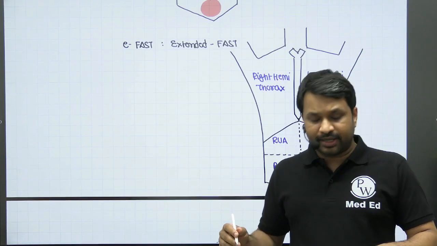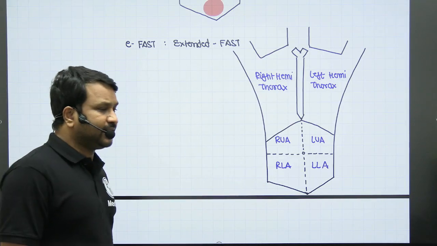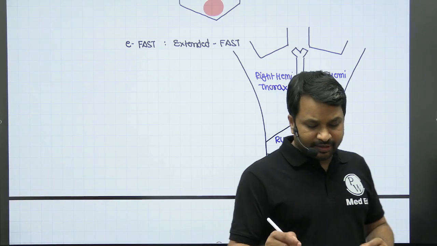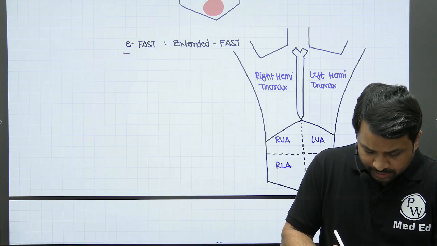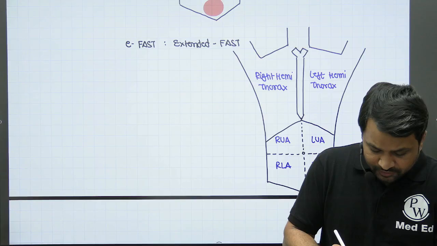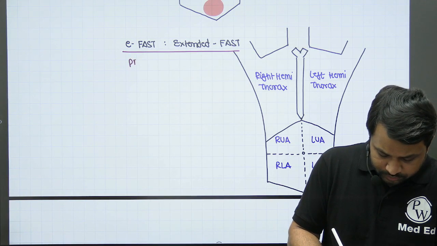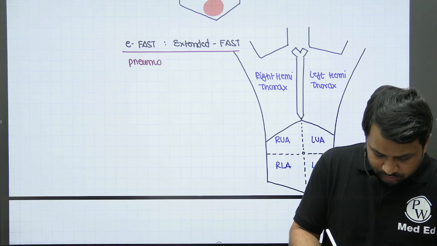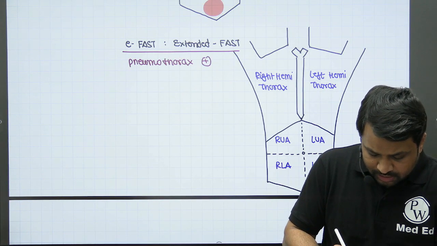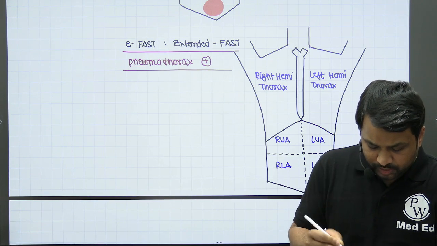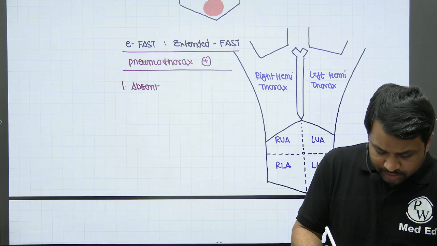If you do an assessment of all the 6 sites, this is what we call an extended FAST, right? So in an extended FAST, I would be able to evaluate for pneumothorax as well. So what are the ultrasound findings to know whether the patient is having a pneumothorax or not? If the patient is having a pneumothorax, on ultrasound, what are you going to see? The first one, you will see there is an absent seashore sign.